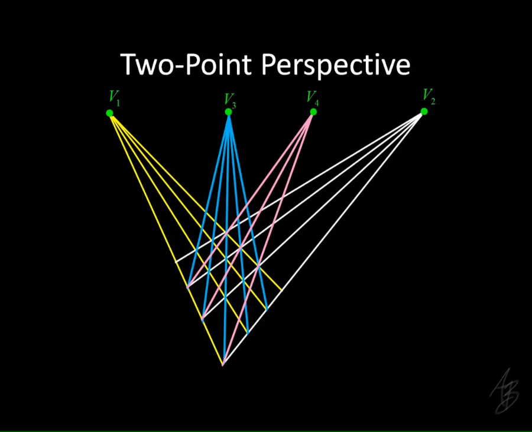How many vanishing points are there going to be? Infinitely many. Every set of parallel lines, so the yellow lines are all parallel to each other, the white lines are all parallel to each other, the blue lines are all parallel to each other, the pink lines are all parallel to each other. Every set of parallel lines is going to end up with its own vanishing point.